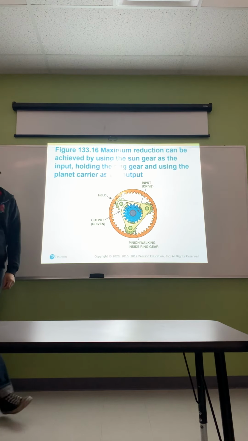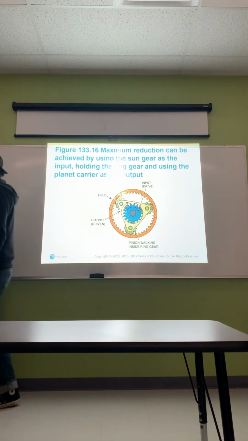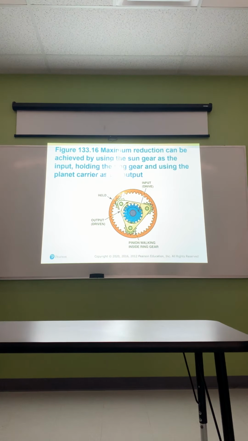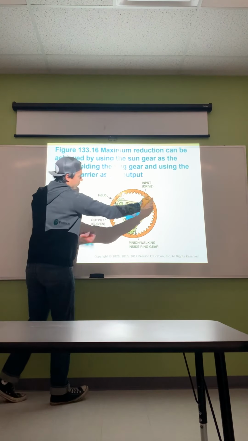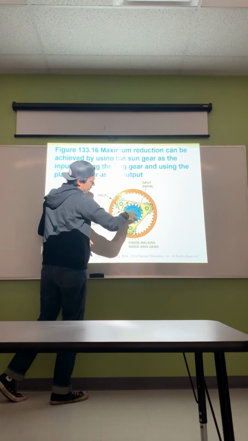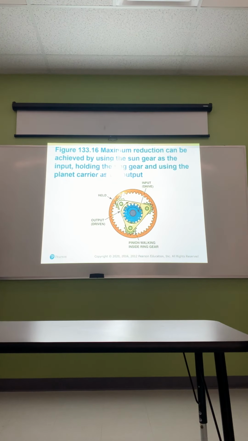Maximum reduction can be achieved by using the sun gear as the input or the drive gear, holding the ring gear and using the planet carrier as the output. So now we can use this actual portion here will be the output rather than the ring gear. So we hold this tight, use the input here, send the energy out. So now we're transferring energy through the planet carrier as the output.